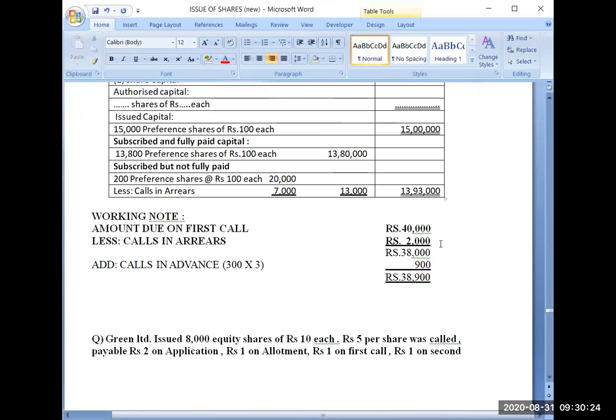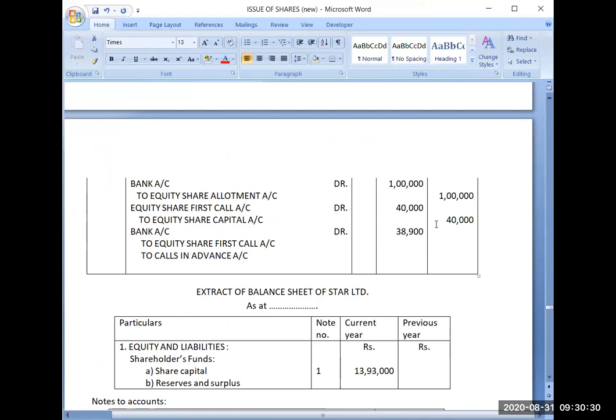I hope this amount is clear to each and everyone. Now equity share first call amount is how much? This one, 38,000. This is of first call, 38,000. And calls in advance is how much? 900.